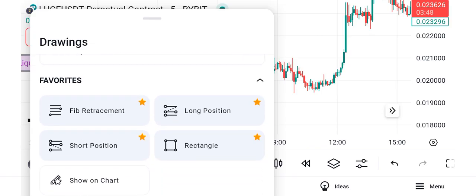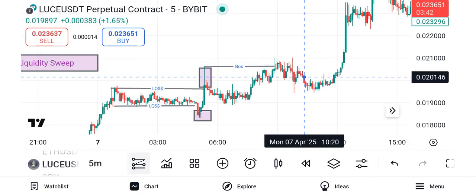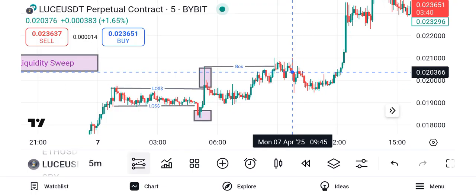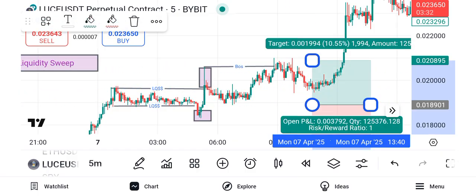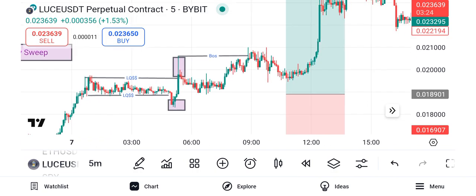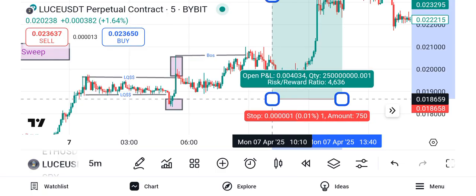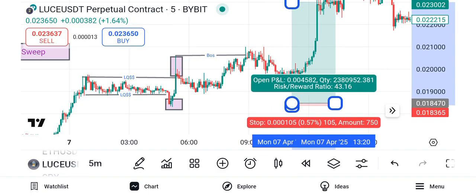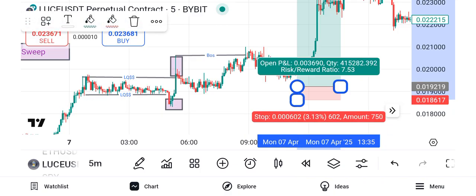All you have to do now is to wait for a little retracement back into this zone, or you can enter at the market price and put your stop loss just below this zone right here.